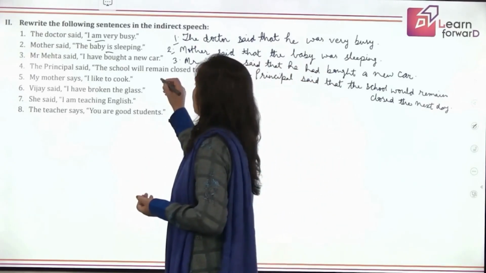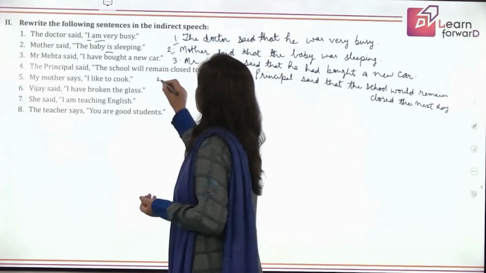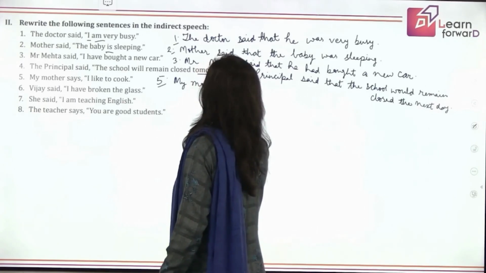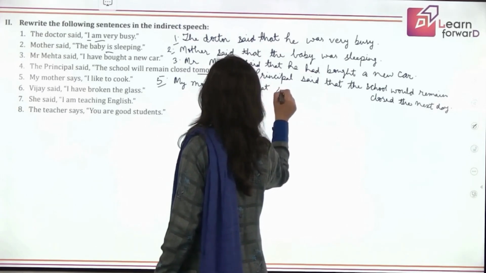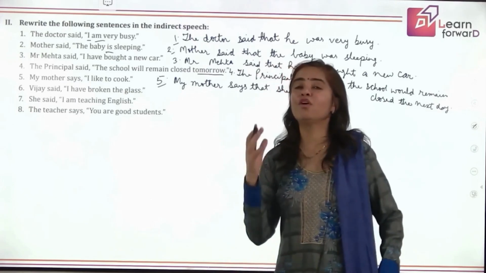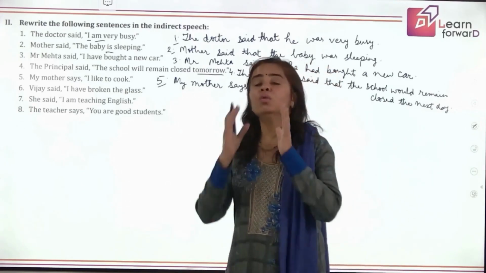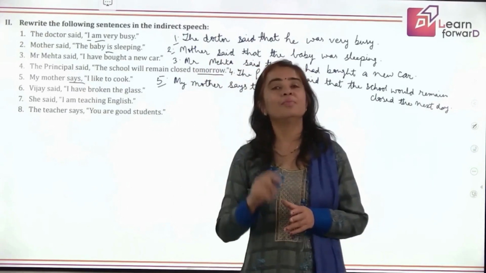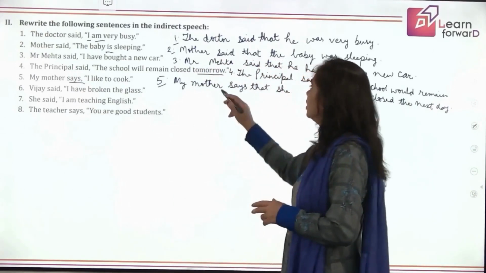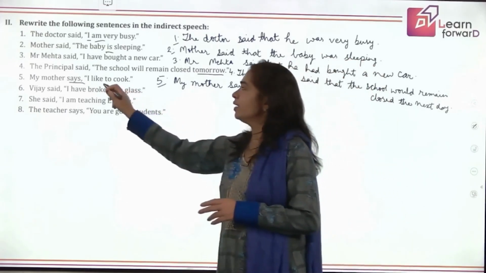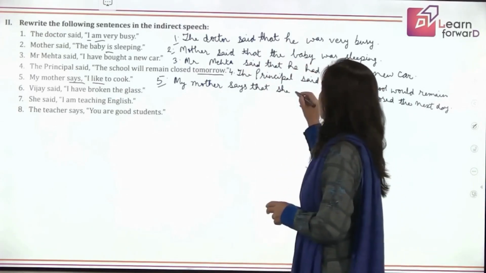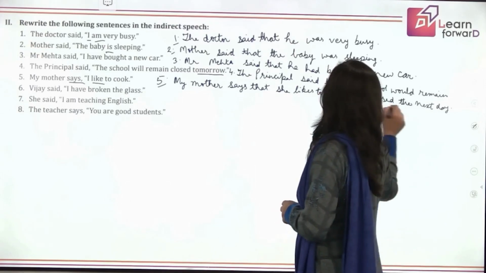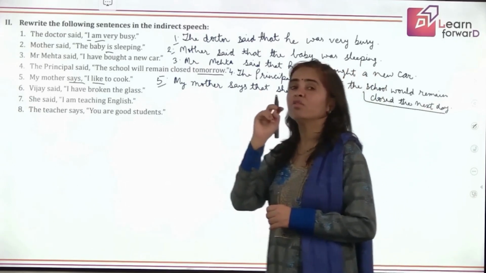Next, my mother says I like to cook. Next one is, my mother says that, yes, perfect. Keep going. She liked. Oh, you forgot. I told you. First, you have to check out what is the tense of the reporting verb. See here. What is the tense of the reporting verb? Present tense. So you will not make changes in tenses here. My mother says that she, not like. She is singular. So with singular, what form of verb do you use? Yes, she likes to cook. So it will be like this. You have to take care of every rule, children.